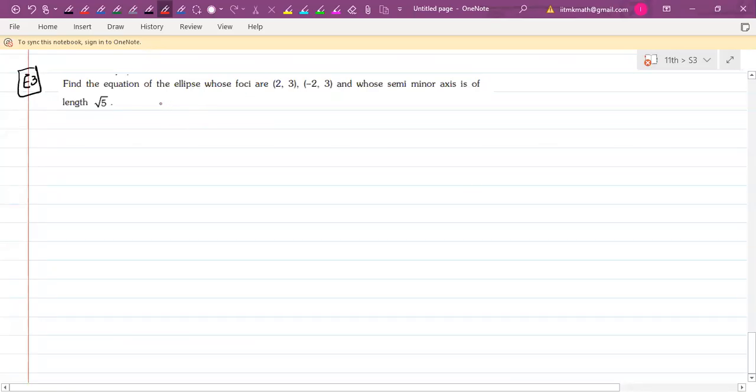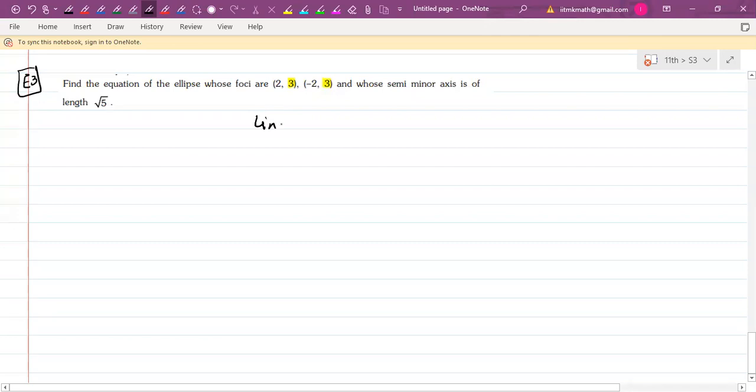So now you see the question: find the equation of the ellipse whose foci are (2, 3) and (-2, 3) and whose semi-minor axis is of length root 5. So this question is related to shifting of ellipse. First of all, here you can see that this is 3 and 3, so the y coordinate is not changing. If the y coordinate is not changing, it means this line is parallel to the x-axis.